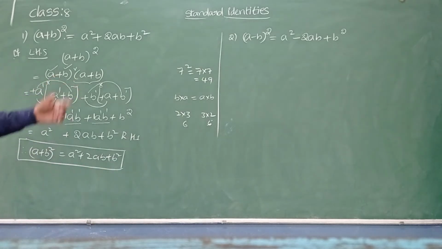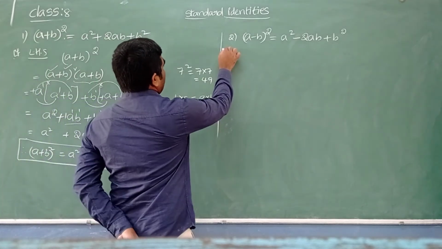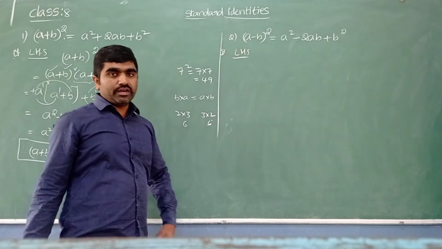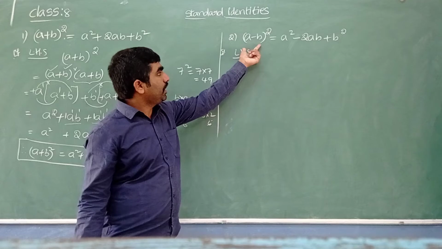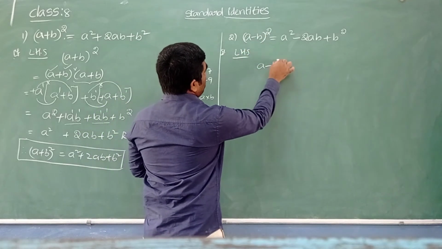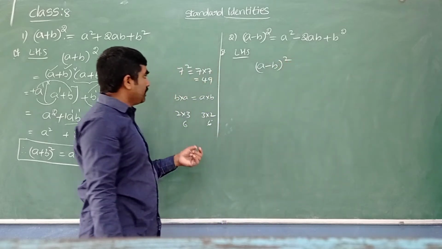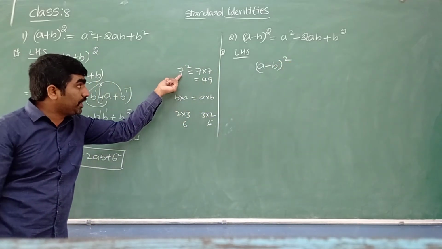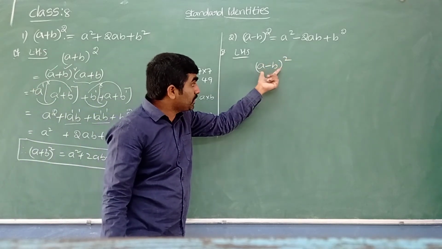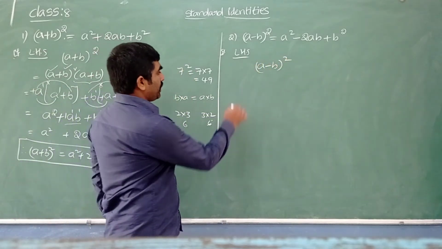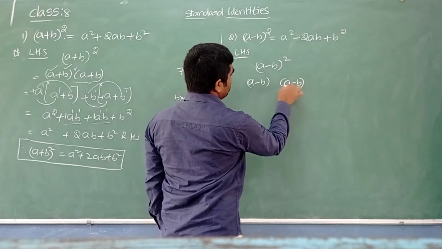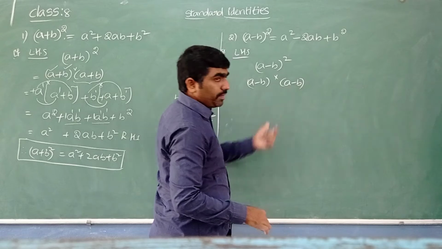Similarly, we can see the proof of the second identity also. Let me take the solution and take the LHS part, the left hand side part. What is the left hand side part? A minus B whole square. Same as previous, I said when we have power 2, multiply the base itself 2 times. Here there is power 2, so multiply the base A minus B itself 2 times. Let me write A minus B into A minus B. Now it looks like a product of binomials.